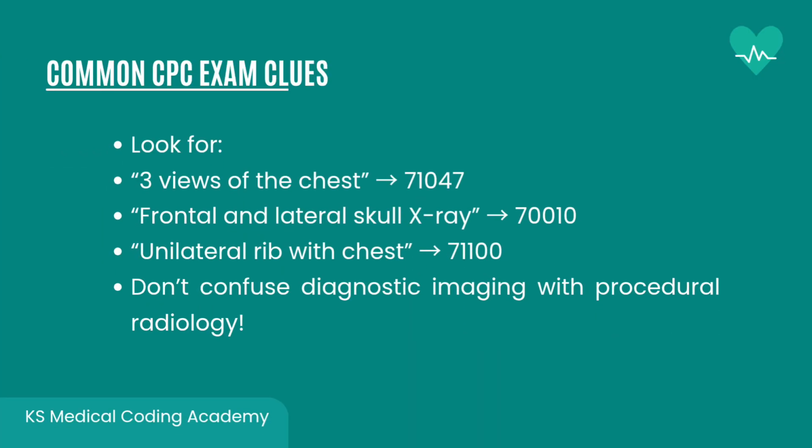Common CPC exam clues. Let's go over a few common CPC exam tricks. A 3-view chest X-ray is coded as 71047. Frontal and lateral skull imaging falls under 70010. Right-sided rib pain with chest X-ray leads to 71100. These questions test your ability to decode clinical terms and match them to the correct CPT code.